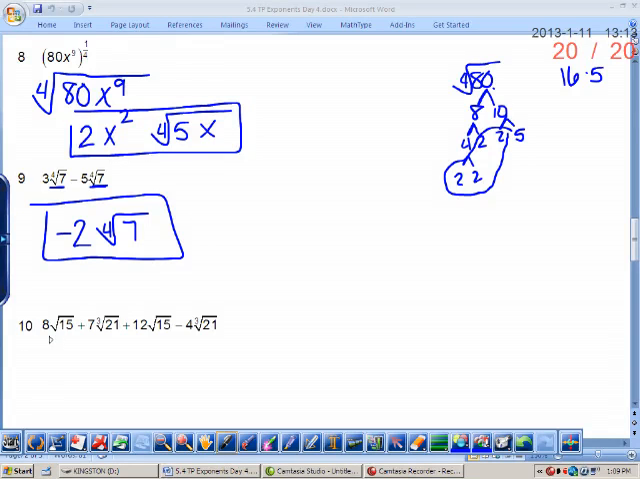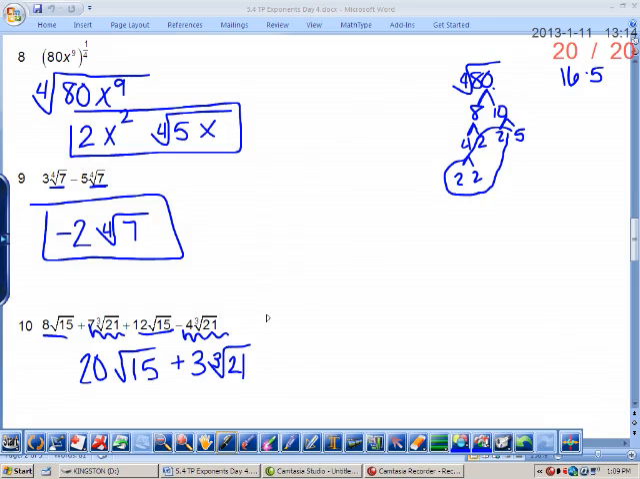Okay, so I can combine 8 root 15 and 12 root 15. That gives me 20 root 15. And then I can combine 7 times the cube root of 21 and negative 4 times the cube root of 21. That's going to give me 3 times the cube root of 21. That's as far as you can go. The only other thing you would be able to do is if the square root of 15 or the cube root of 21 simplified, you would need to simplify those. Okay?